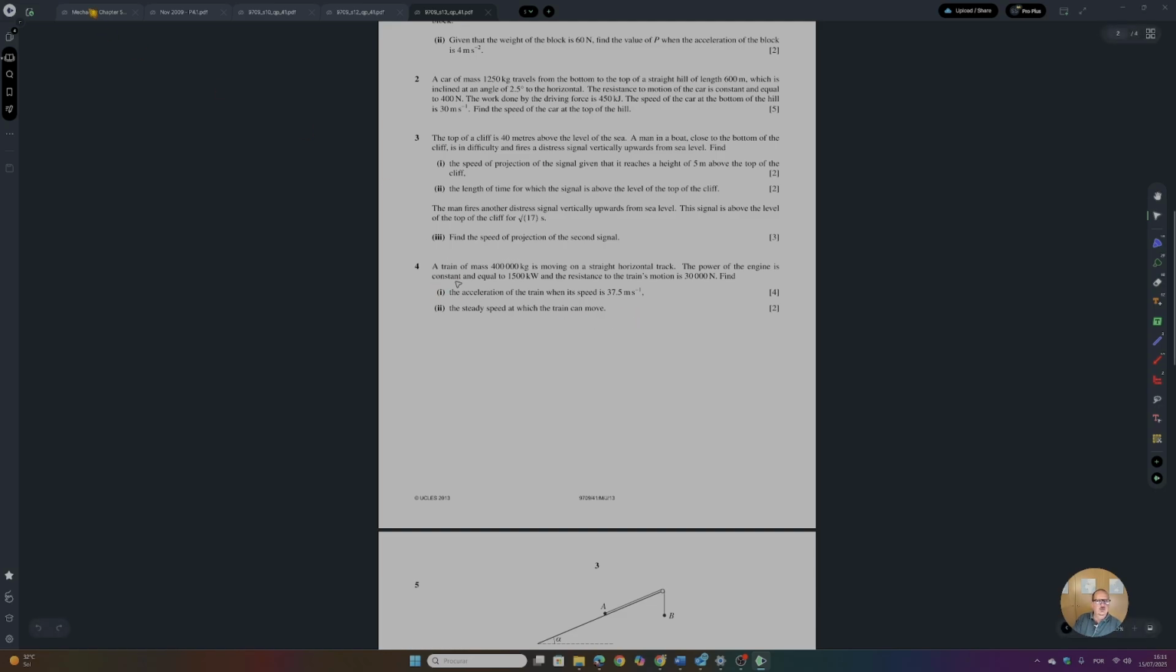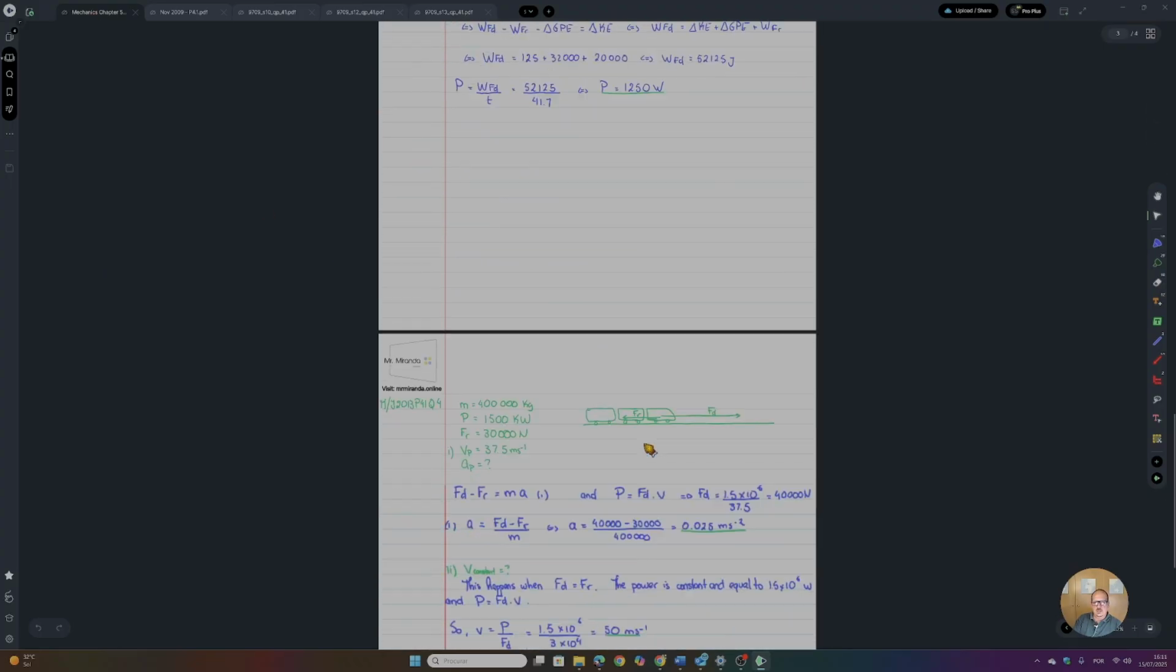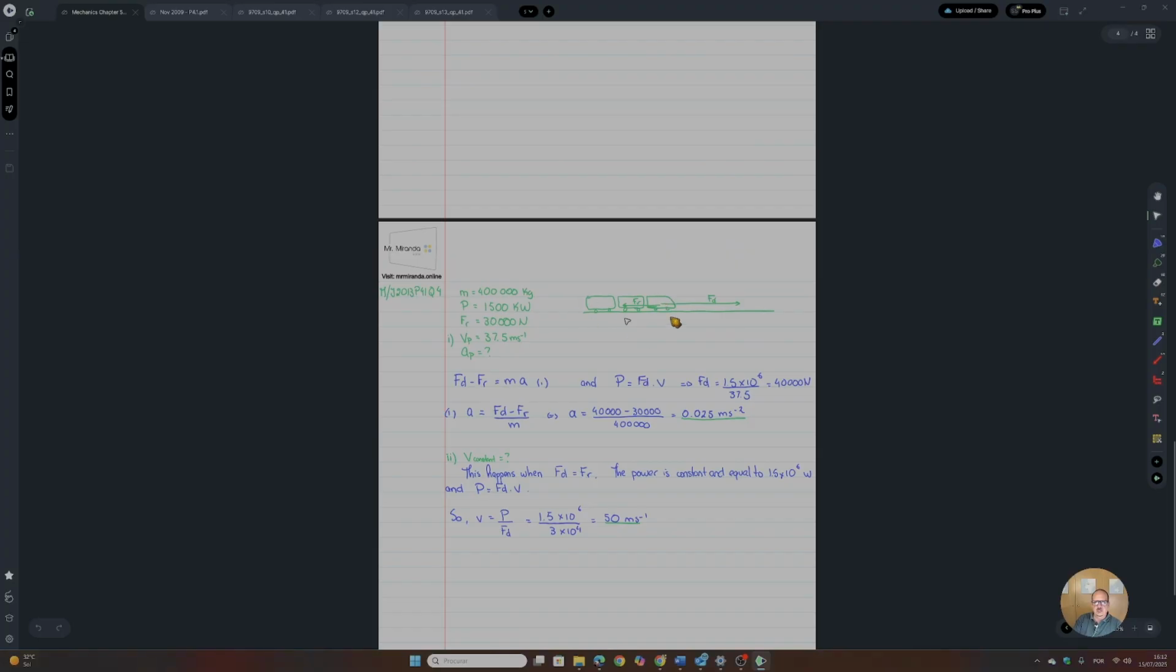Okay, let's make a very quick diagram of what's going on. I actually bothered to draw a small train, but you can treat this as a point mass. You have the driving force, you have the frictional force. It's in a horizontal leveled position, so you don't have to worry about the weight. This means that the driving force minus the friction equals the mass times the acceleration, right? We know the mass, we know the friction. The only thing that we are missing is the driving force.